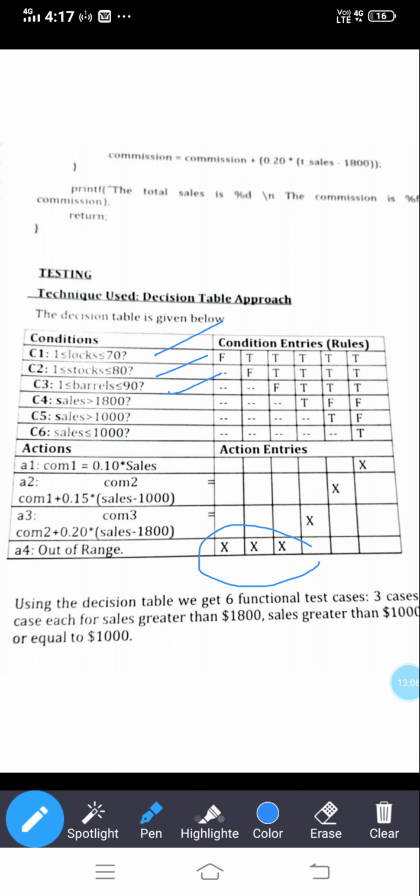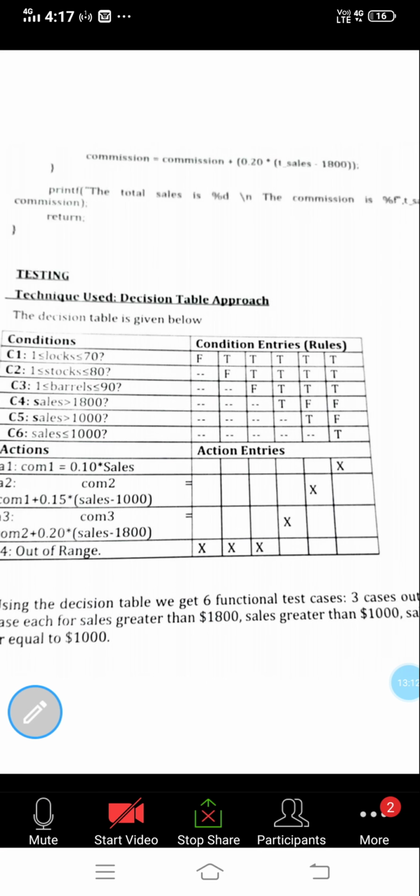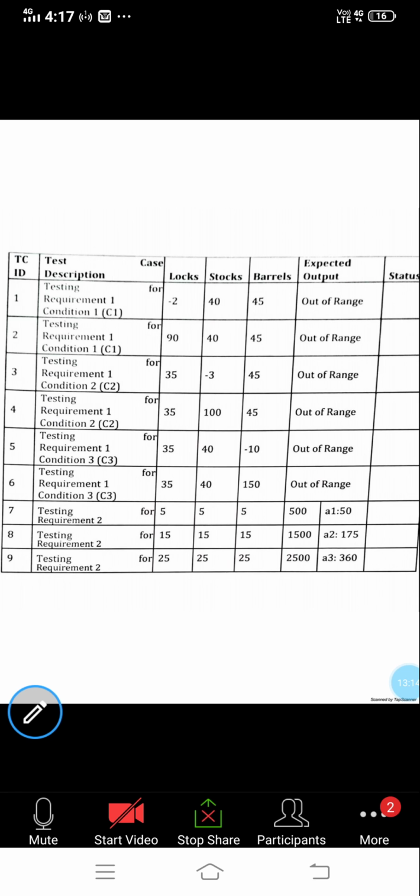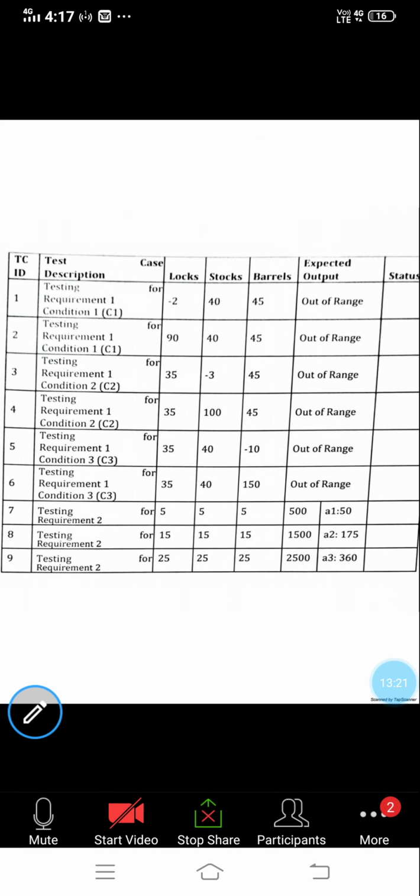That's all. If you do this much and write the decision table, you also have to write the test cases. Test cases are written as it is, like this. You have to write test case ID, test case description. You have to write the locks, the stock, and the barrel. What is the expected output? If it is out of range, you write the expected output as out of range.